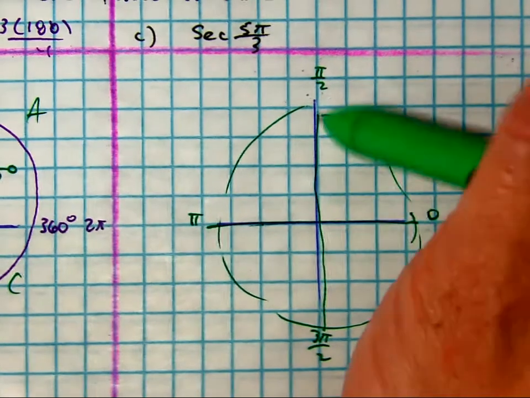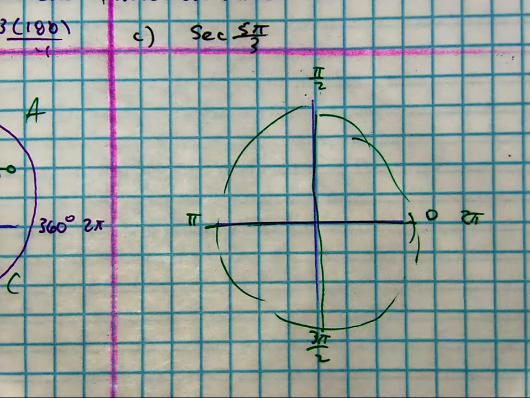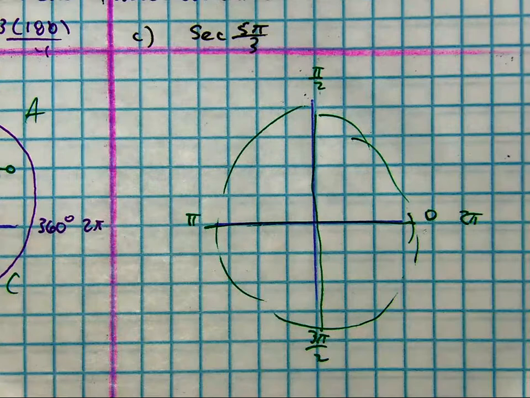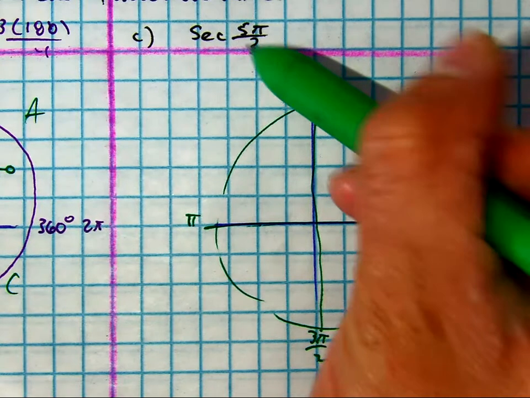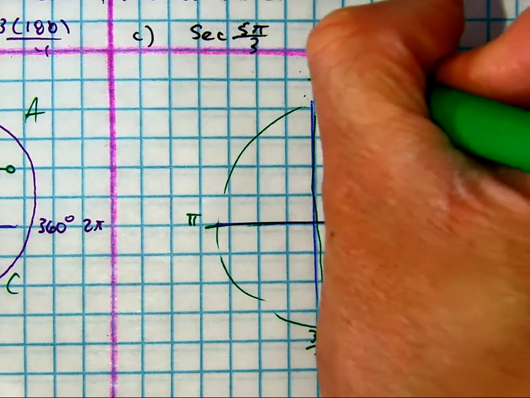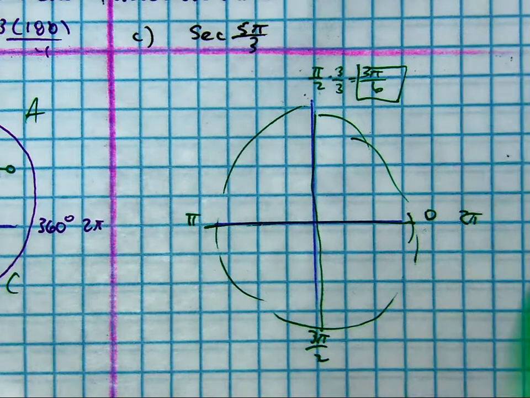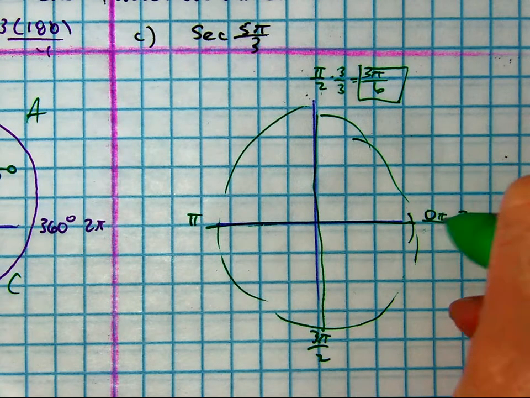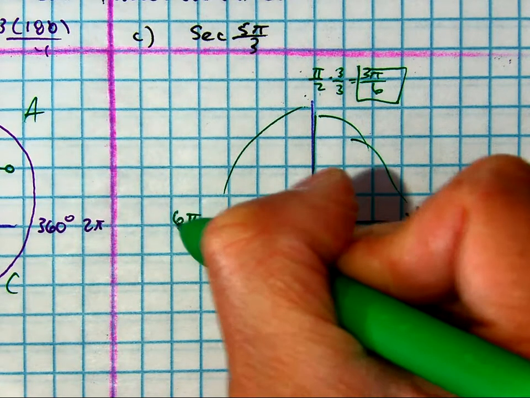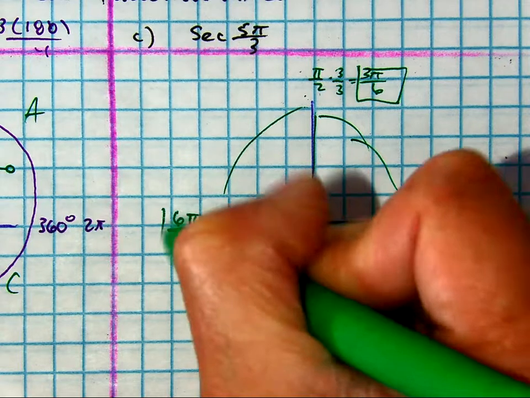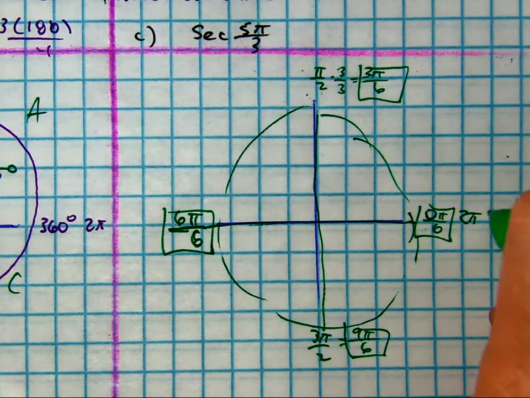Okay? So this is 5 pi over 3. The lowest common multiple here for 3 and 2, if you multiply those, the answer is 6. So I'm going to convert all of these to sixths. This one's going to be 0 pi over 6. This one's going to be 6 pi over 6. This one's going to be 9 pi over 6. And the full rotation will be 12 pi over 6.